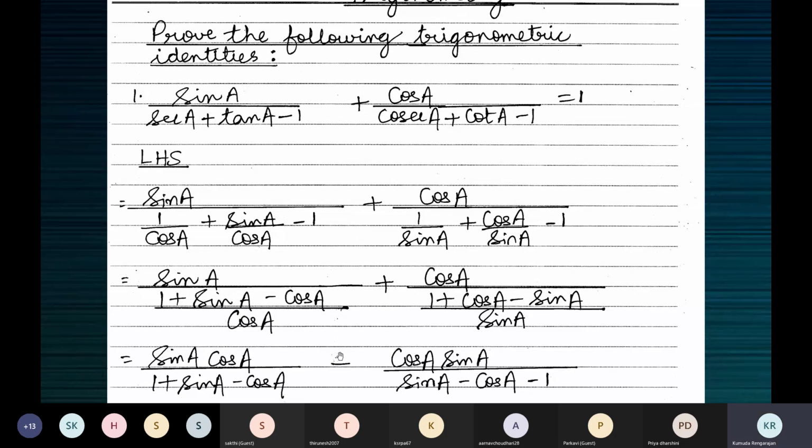So in the next step, what are the two things you will be doing? What's the next step? Okay, tell me. Ma'am, in the denominator, sin A minus cos A is common. No. Tell me the numerator. What in the numerator? Don't you think sin A cos A is common in the numerator? Yes, ma'am. Sin A cos A is common in the numerator.